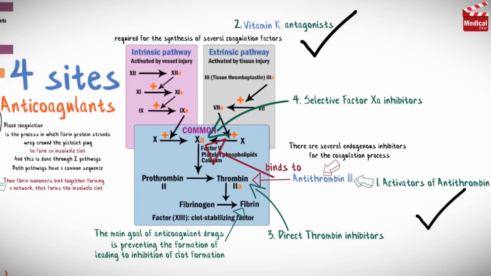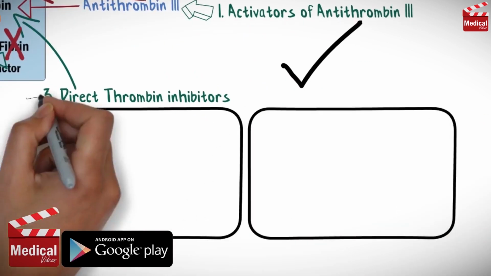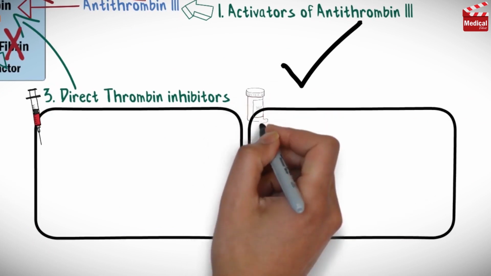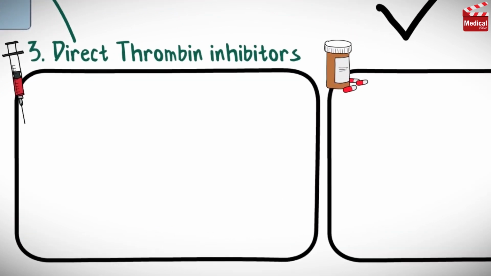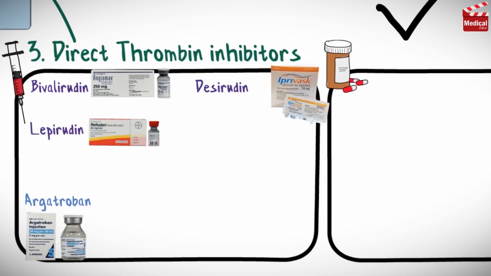The third type, the direct thrombin inhibitors. These agents directly inhibit thrombin, subsequently preventing the formation of fibrin, so they prevent clot formation. And they can be classified into parenteral and oral agents. The parenteral agents include bivalirudin, desirudin, lepirudin, and argatroban. And the oral agent is dabigatran.